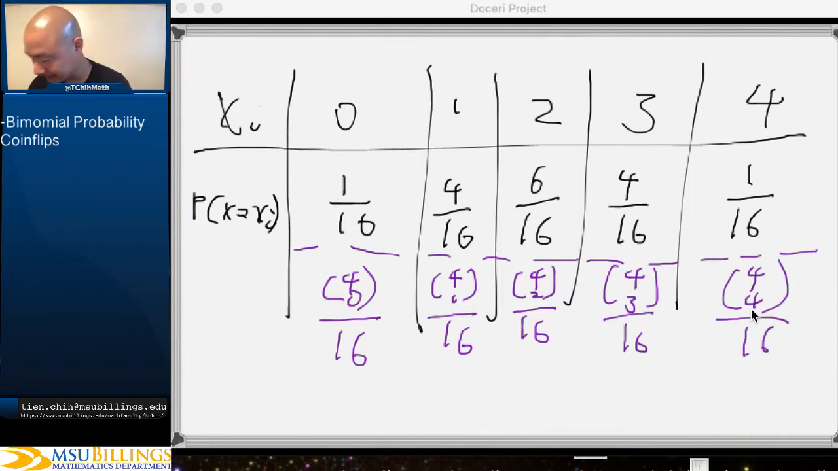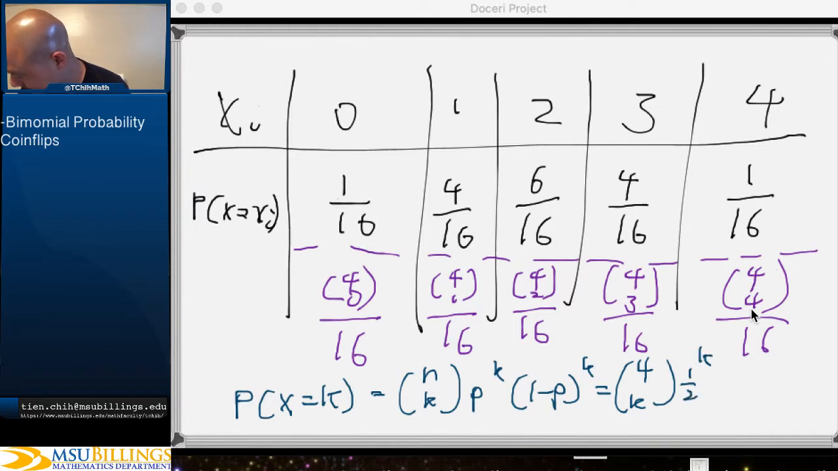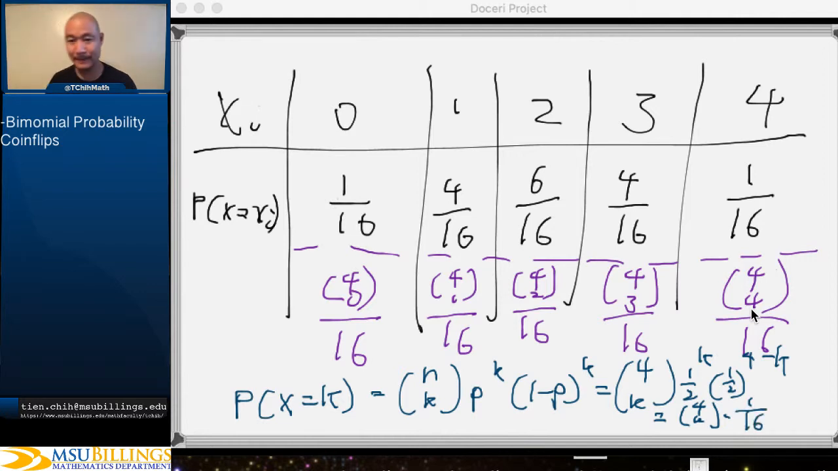And this underlies the fact that we've been using this whole time, that the probability that x is k in general for a binomial probability is n choose k, p to the k, 1 minus p to the n minus k. And in our case, n is 4, p is 1 half, and 1 minus p is also a half. And so this all simplifies to 4 choose k times 1 half to the 4, which is 1/16, exactly the 5 numbers that we got up here.